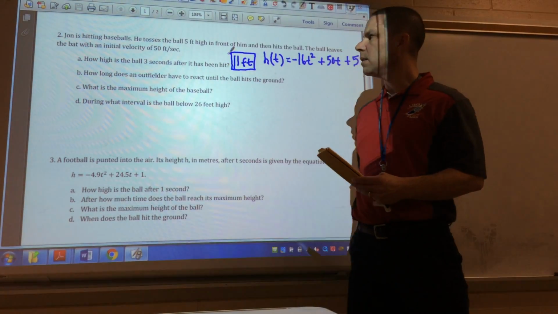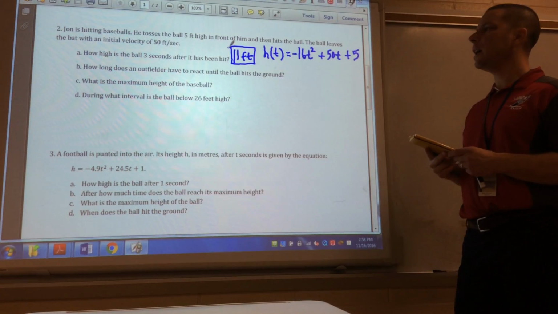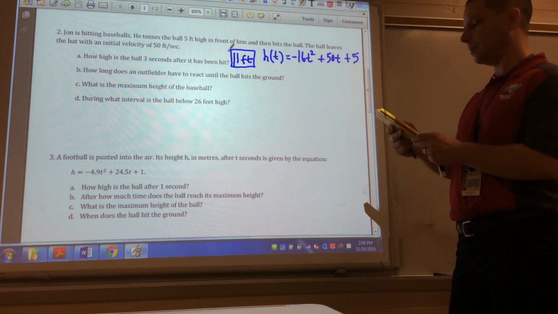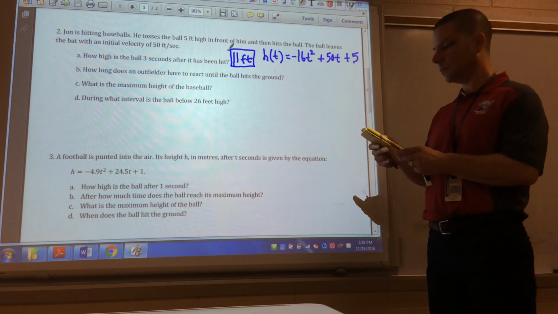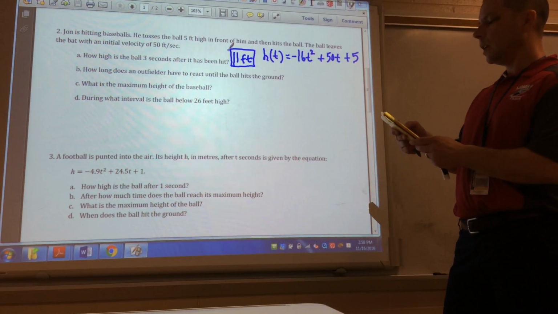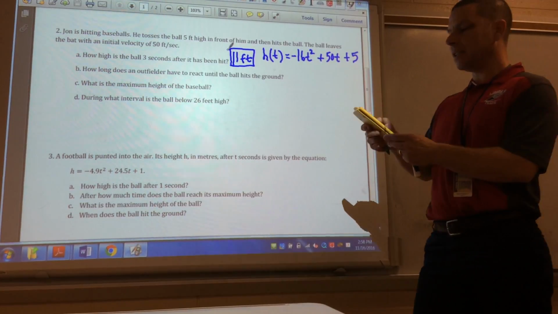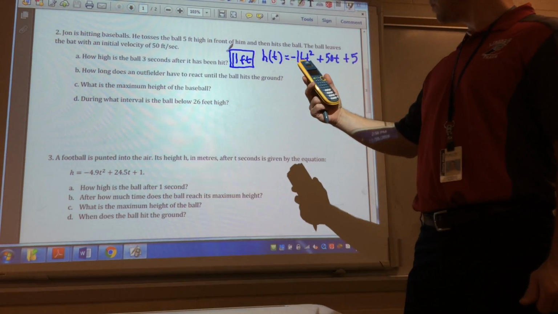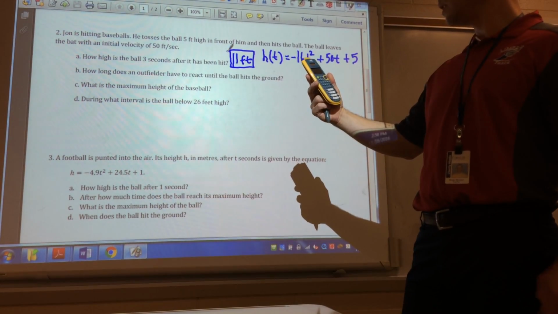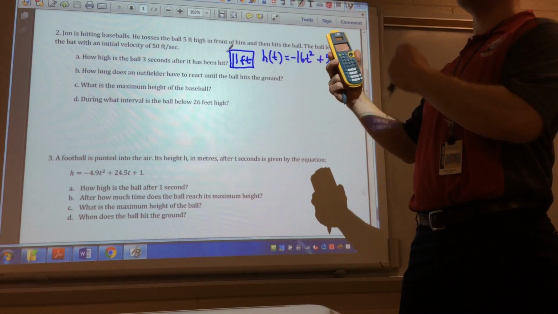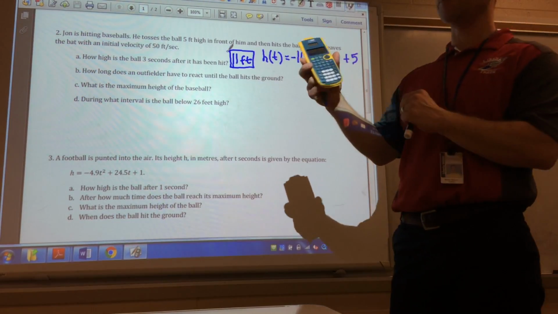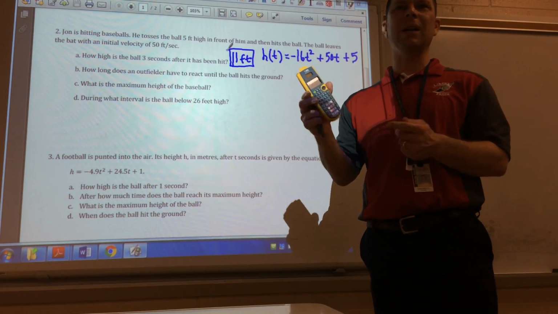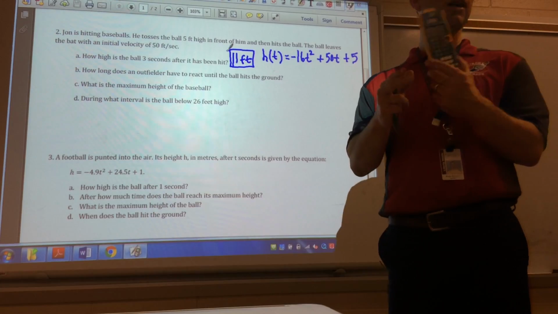All right, part B. How long does an outfielder have to react until the ball hits the ground? Well, I would first look at my table, and I see that between a time of 3 and 4, the height is positive at a time of 3, it's negative at a time of 4. So I can tell somewhere between 3 and 4 seconds the ball would hit the ground. So I can't tell exactly on the calculator.